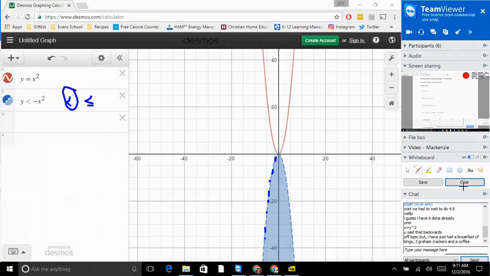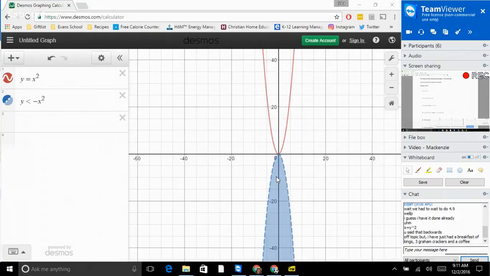So make sure that when you're looking at your graphs, you're observing if it's less than or less than or equal to. And in this particular case, y is less than negative x squared, so it's the inside area that's shaded. Now, if you don't have a nice tool like Desmos that will shade it in for you, you can always figure out which side to shade based off of a simple number.